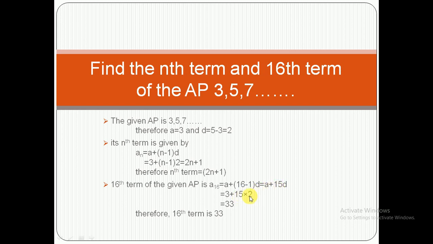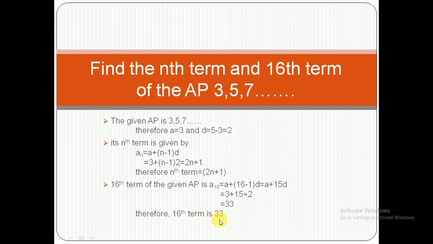So we will take the general form here. an is equal to a plus n minus 1 into d. To get the 16th term, in place of n you have to substitute 16. So a16 is equal to a plus, in place of n, 16 minus 1 into d. Here you can observe that the 16th term is a plus 15d. In a plus 15d, if you substitute, the value of a is 3 plus 15 into the common difference 2. 15 twos are 30, and 30 plus 3 is 33. Therefore the 16th term is 33.